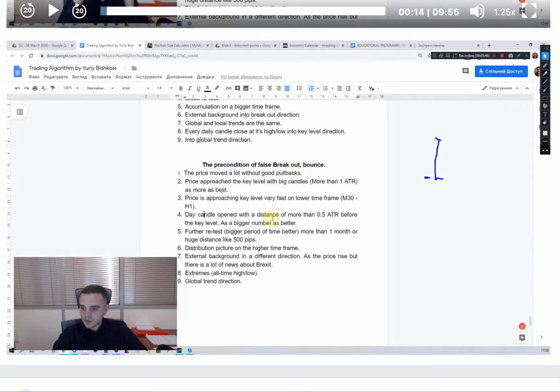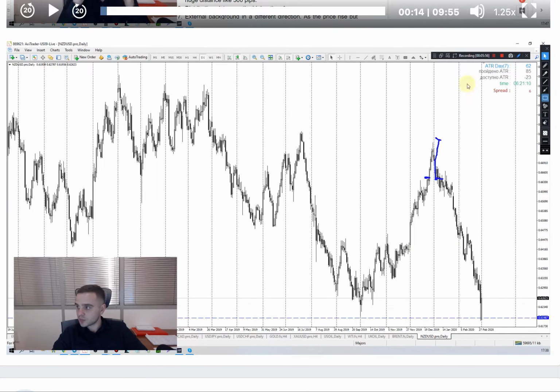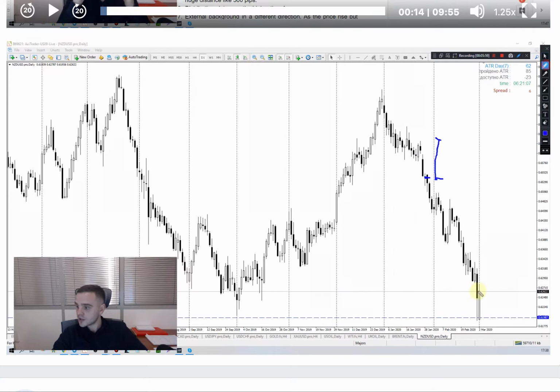Day candle opened with a distance more than 0.5 ATR before the key level, as big as possible. What you need to understand, when price approaches some key level, is it's important to see where price had opened, because just imagine here, the price opened 2 ATR from the key level, and after that when price dropped, price made false breakouts. That means we got a good entry. But just imagine if price opened nearly at this key level.